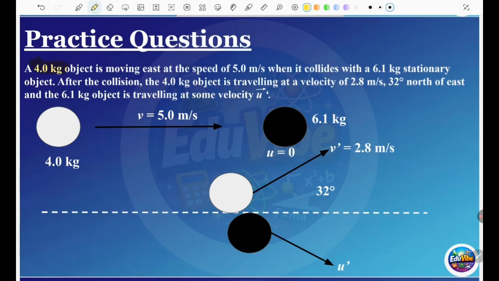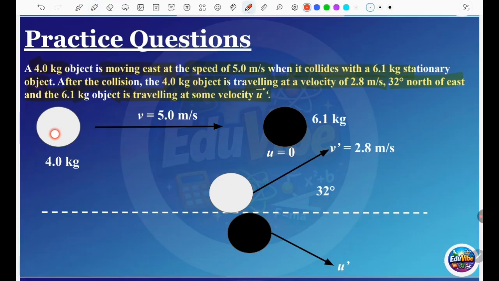A 4.0 kg object is moving east at the speed of 5.0 meters per second. It collides with a 6.1 kg stationary object. After the collision, the 4.0 kg object is traveling at a velocity of 2.8 meters per second, 32 degrees north of east, and the 6.1 kg object is traveling at velocity u vector. So there's a lot going on. We have a diagram for this, and we have to know from the diagram.